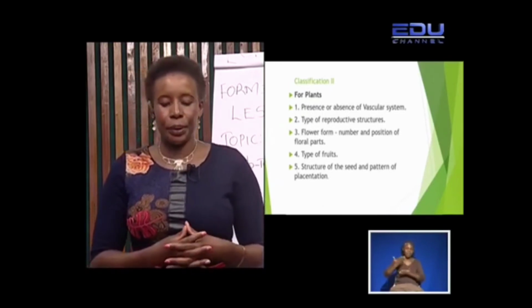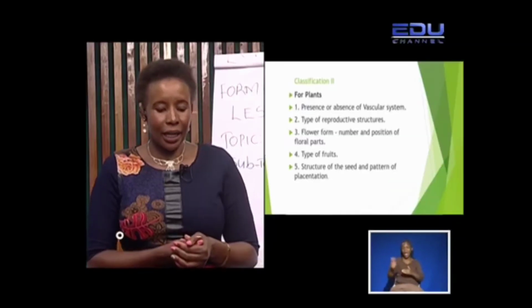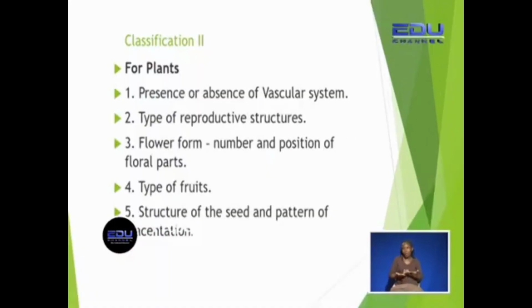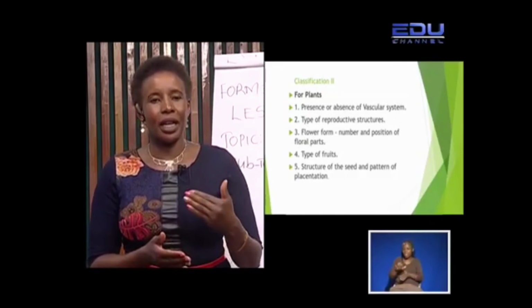The other one is the type of reproductive structures. Some plants have capsules, others have sporangium, which produce the structures that are used in reproduction. The other one is the flower form, the number and the position of the floral parts. We have the type of fruits, and finally we have the structure of the seed and the pattern of placentation. So basically, those are some of the structures that are used to classify living organisms in their different taxons.